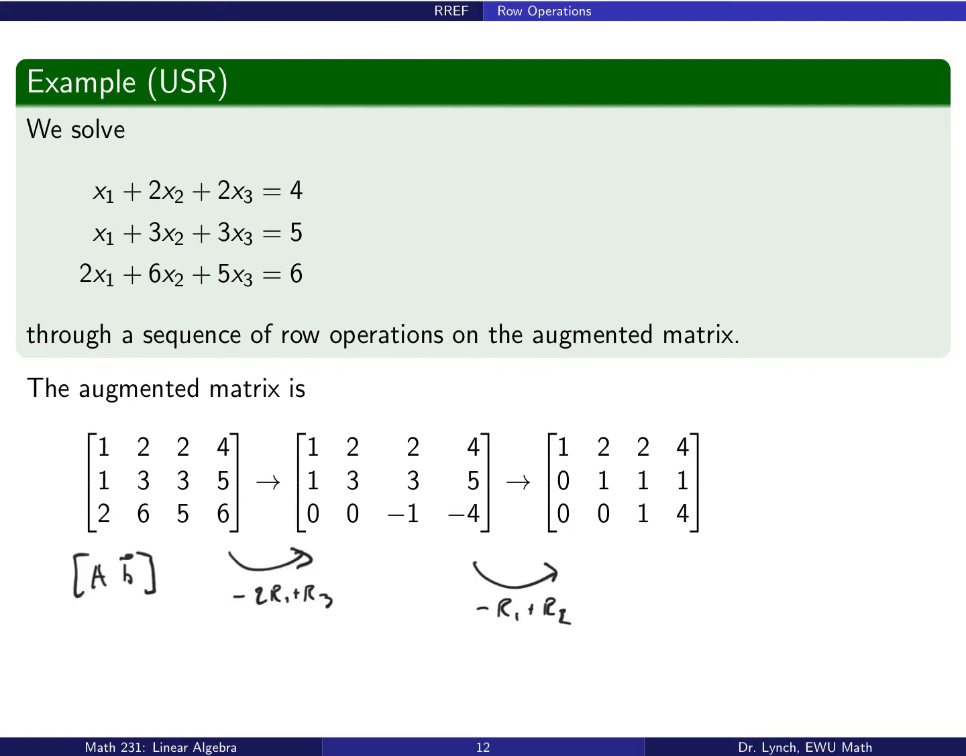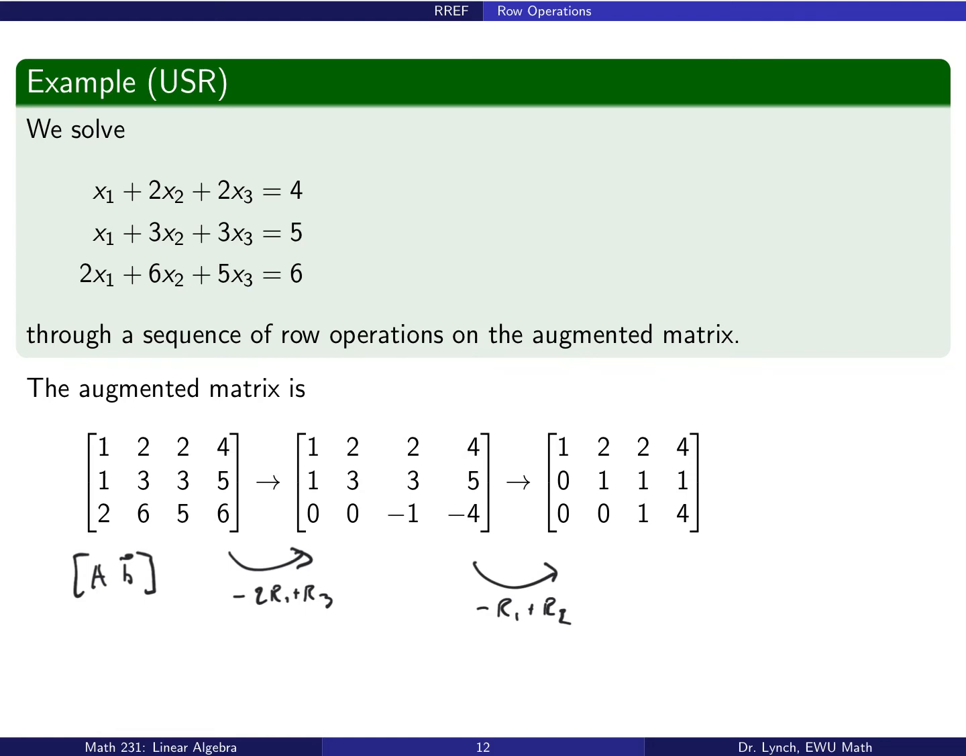And the equation operations we saw last time, where we took minus 2 times the first equation plus the third equation to give us a new third equation, here is represented by the row operation. Minus 2 times row 1 plus row 3 gives us a new row 3. And similarly, the second one is minus row 1 plus row 2 gives us a new row 2.